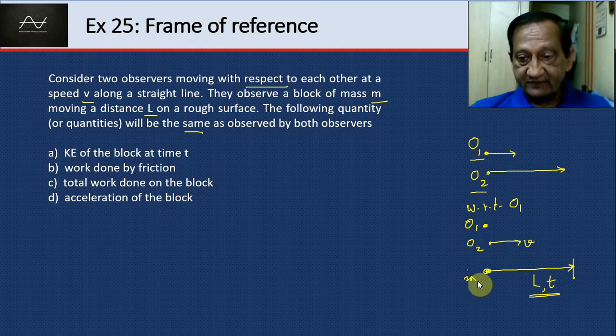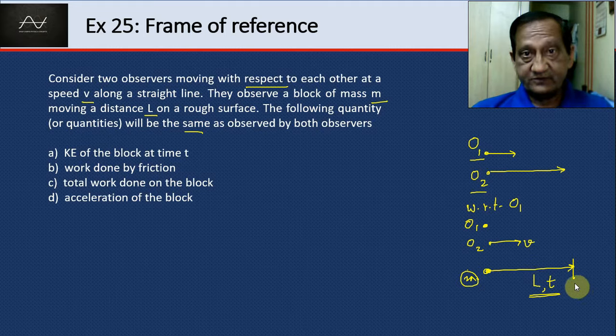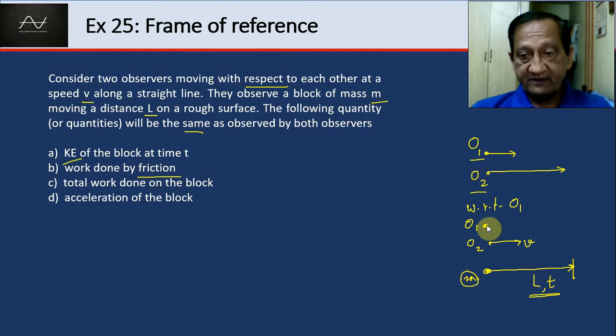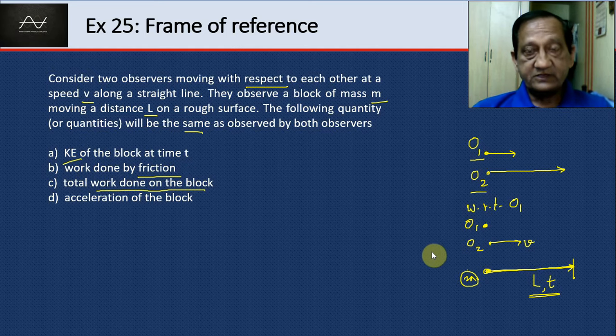So the relative velocity of this mass with respect to each one of them will not be the same. Therefore the speed that they see will be different, so kinetic energy would not be the same. Work done by friction depends on the distance covered. Again, as seen by O1 and O2, the distance covered by the mass may not be the same, since both of them are moving. So B is also wrong. Total work done again requires displacement, but the displacement as seen by each one of them is different.